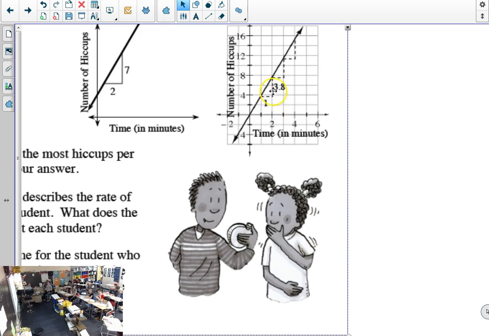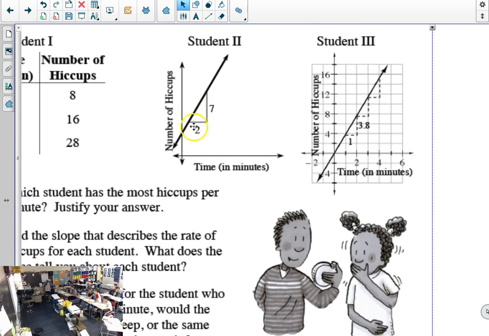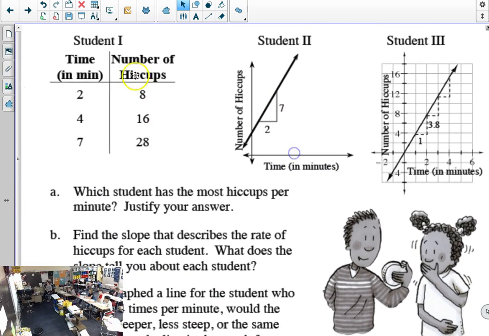This vertical change of 3.8 is given to you. Just because it looks like it goes through 4 is not true. When it looks like it goes through the origin, we can almost certainly count on it. Most of the time, that won't be a trick. But the grid on the graph paper can easily be misleading, especially on a computer. So trust the numbers given to you, such as 1 and 3.8. So that is 3.8 per minute. Whereas here, what's your rate per minute? 3.5. And here, 8 divided by 2 or 16 divided by 4. Any of these are 4.